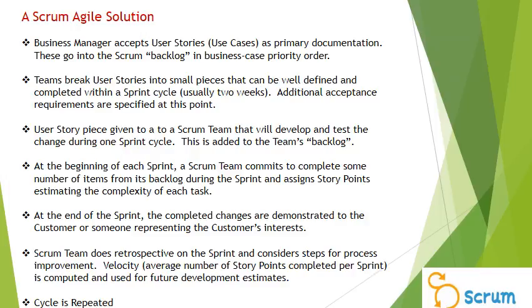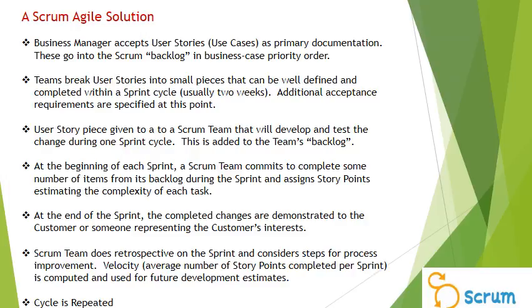A user story piece then is given to a Scrum team that will develop and test the change during 1 sprint cycle. This is added to the team's backlog or schedule of things to do. At the beginning of each sprint, a Scrum team commits to complete some number of items from its backlog during the sprint and assigns story points, estimating the complexity of each task.